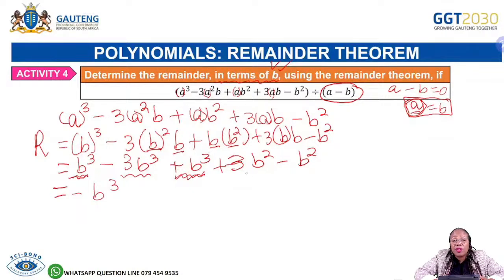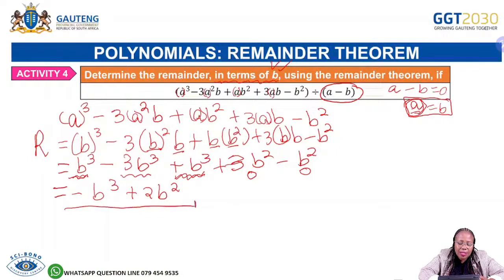And then we deal with the squares now. 3b squared minus the b squared, that is a positive 2b squared. That means that is the remainder of this expression in terms of b, grade 12. Okay.